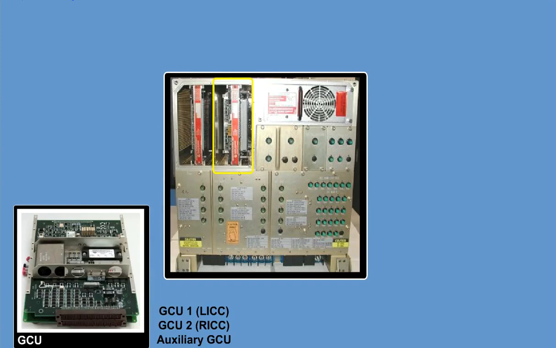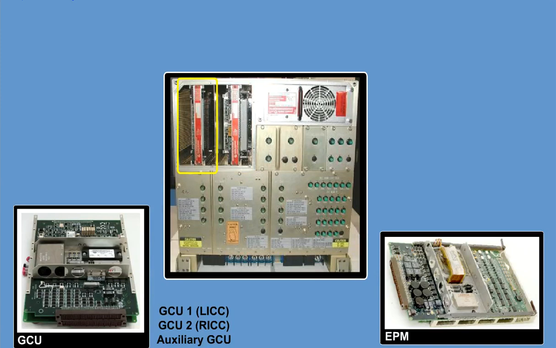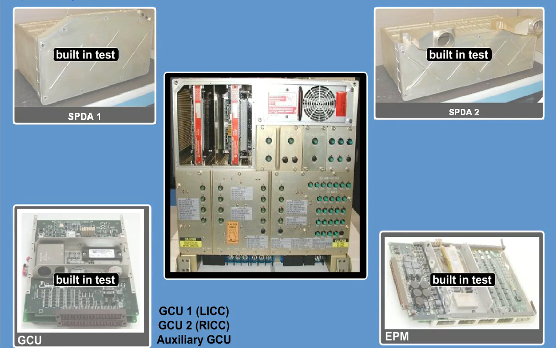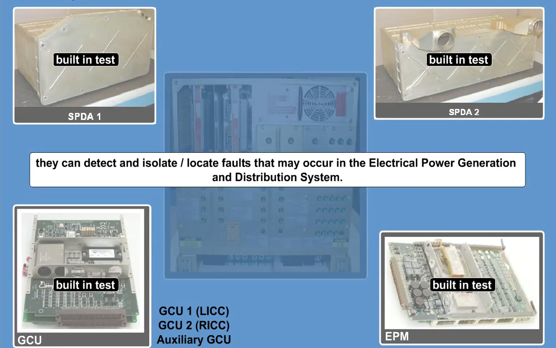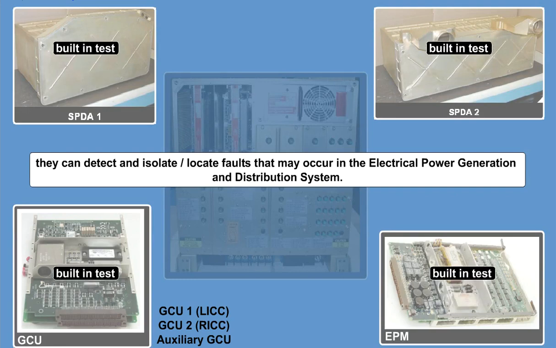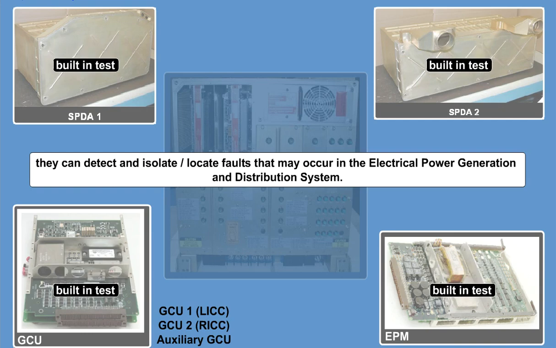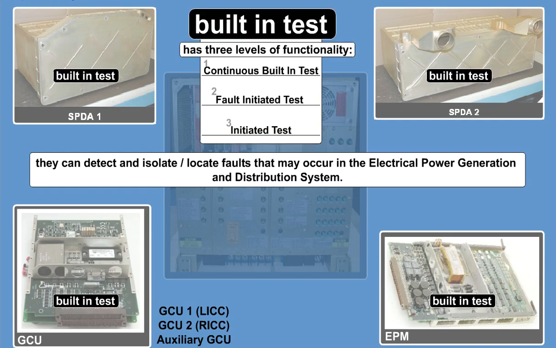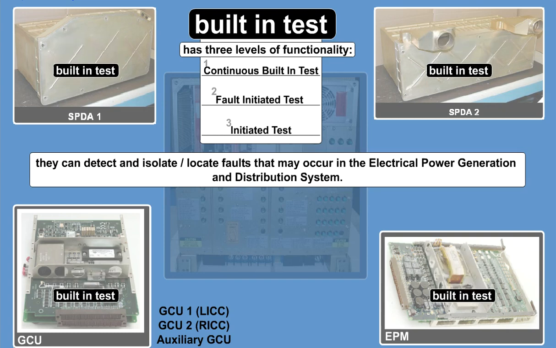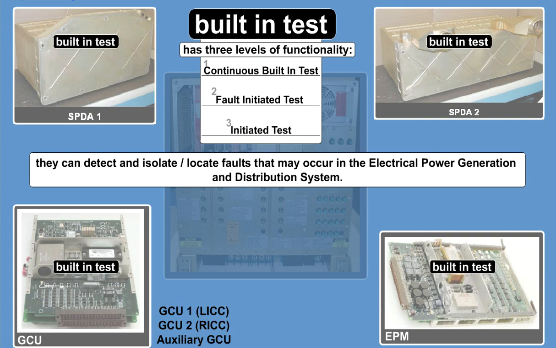The generator control units 1 and 2, the auxiliary GCU, the external power module, and secondary power distribution assembly 1 and 2 all have built-in test capabilities, which means that they can detect, isolate, and locate faults that may occur in the electrical power generation and distribution system. This built-in test capability has 3 levels of functionality: continuous built-in test, fault-initiated test, and initiated test.